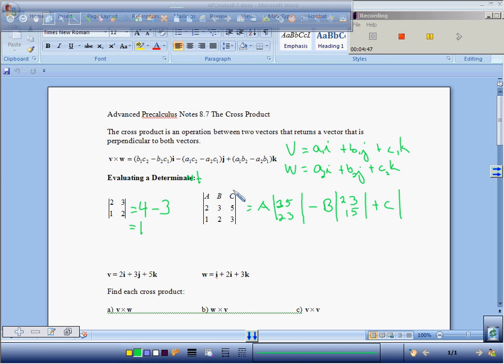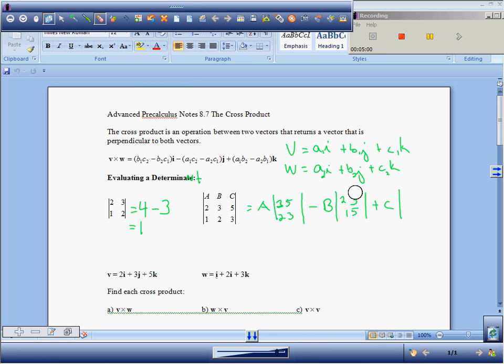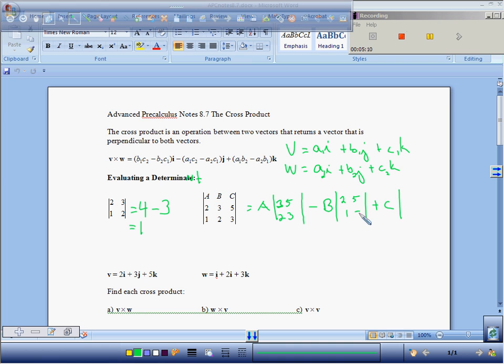Isn't it 2, 5, 1, 3? Oh, I'm sorry, yeah, thanks, Will. So that's 2, 5, 1, 3 there. And then you cross out C's column and C's row, and you get what's left over there, which is 2, 3, 1, 2. And then you do the determinant just like I did over here.